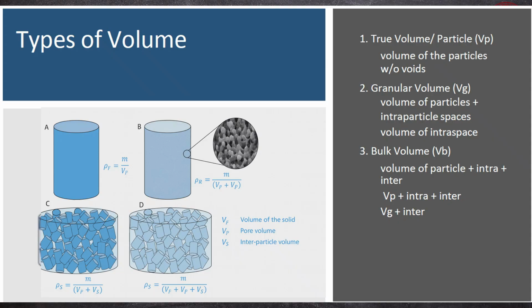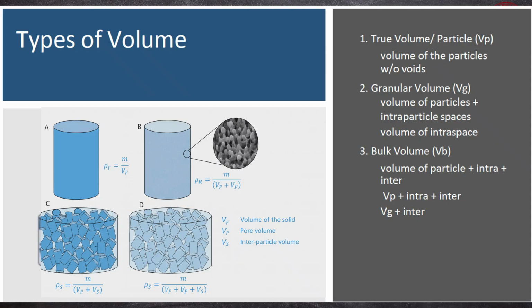And finally, the bulk volume, or Vb. This one includes everything: the particle, the internal pores, and the interparticle spaces between particles. That's why when you pour powder into a container, the total space it occupies, including air gaps, represents its bulk volume. In simple terms, true volume equals the solid, granular volume equals solid plus inside pores, and bulk volume equals solid plus inside and outside pores.